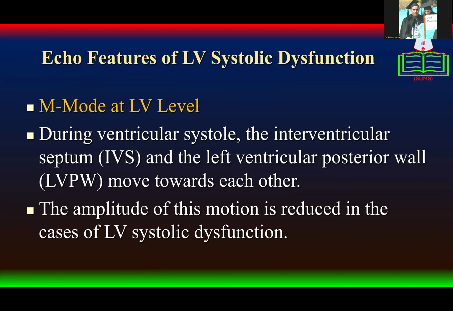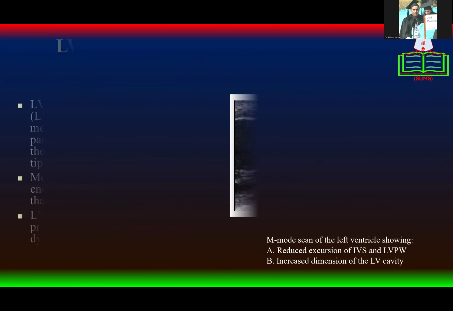But in the case of systolic dysfunction, this movement of the interventricular septum and posterior wall towards each other will be compromised, that will be decreased. So reduction in amplitude of the posterior wall and interventricular septum movement is a sign of systolic dysfunction.